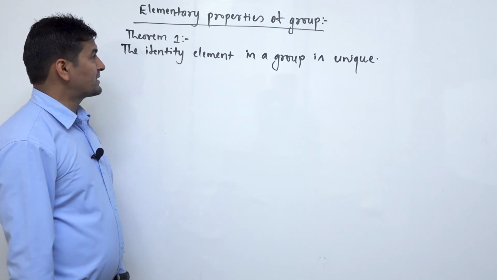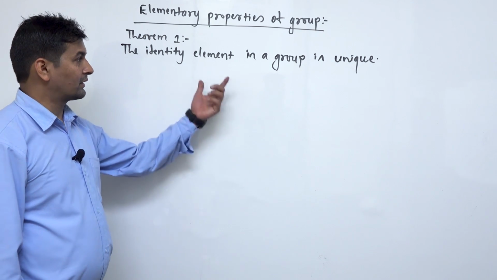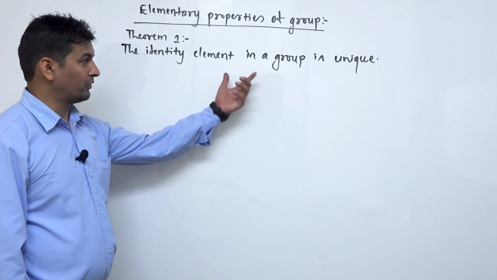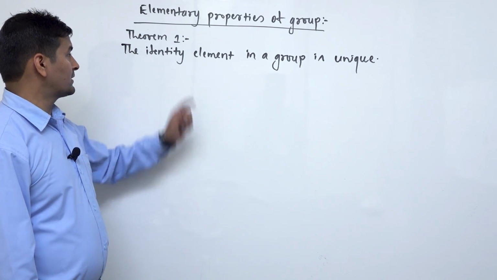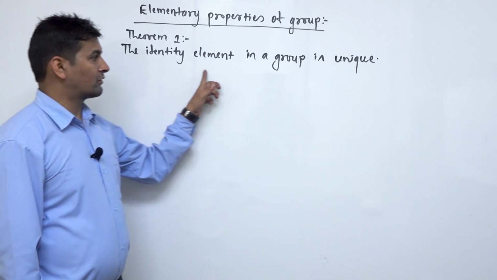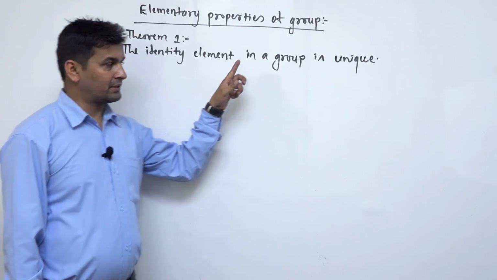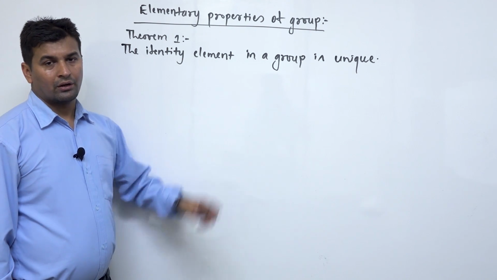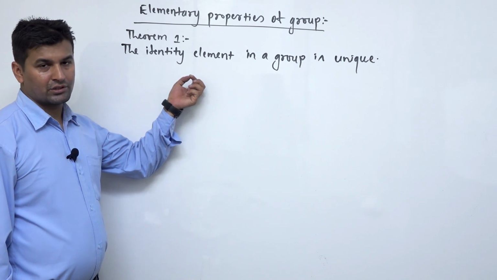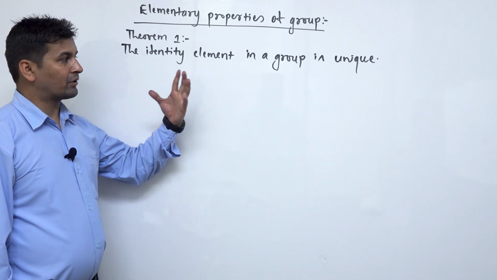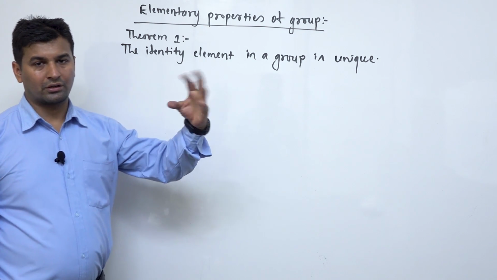Now we go into elementary properties of group. These are the theorems in group. First theorem: the identity element in a group is unique. The identity element in a group is unique. Group मा भएको identity element चाहिँ के हुन्छ, युनिक हुन्छ. कुनै पनि एउटा एलिमेन्ट को एउटा भन्दा बढी आइडेन्टिटी एलिमेन्ट हुन सक्दैन एउटा ग्रुप.